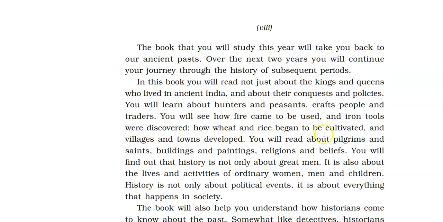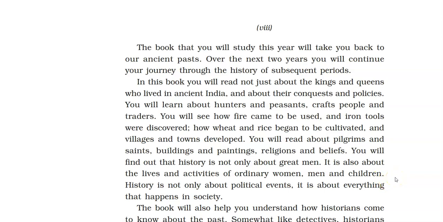How wheat and rice began to be cultivated and villages and towns developed. You will read about pilgrims, right? Usually you used to go, right? Yeah. Pilgrims and saints, buildings and paintings, religions and beliefs. You will find out that history is not only about great men, it is also about the lives and activities of ordinary women, men, and children.